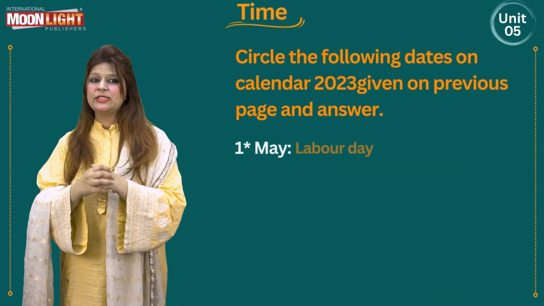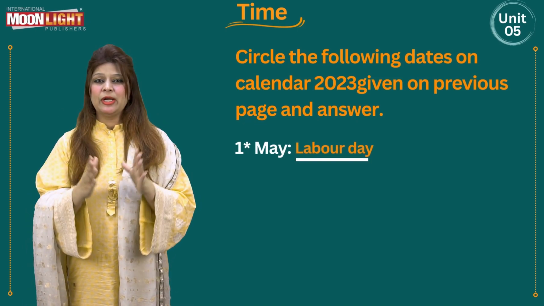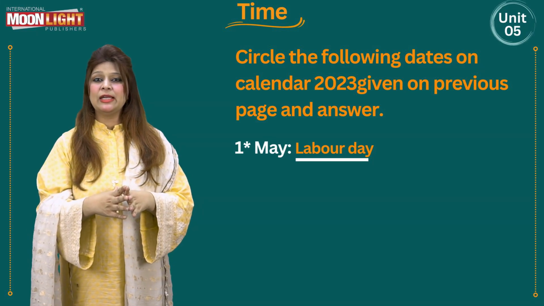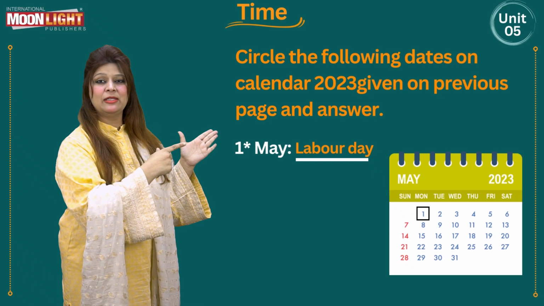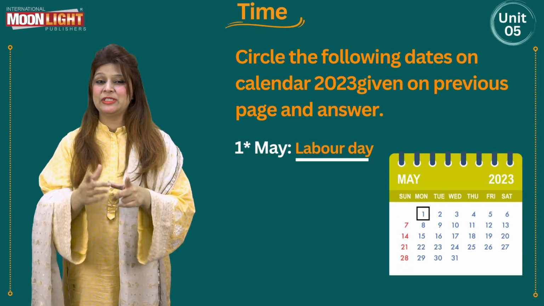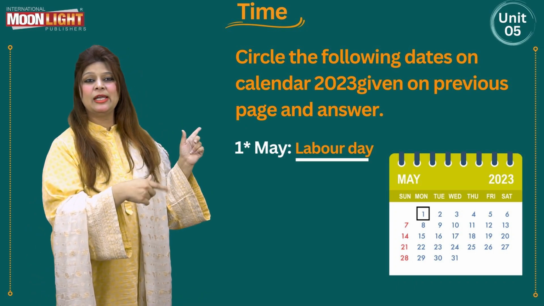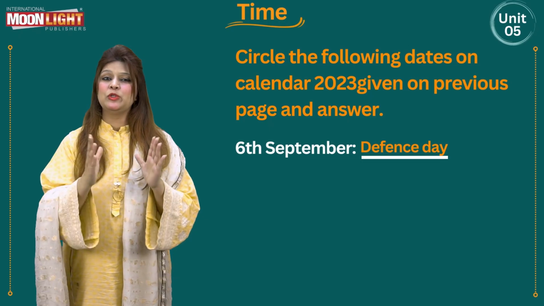Now, 1st May. 1st May is Labor Day, so you are going to identify Labor Day. Where is it? Yes, this one. Check the May section. In this section, the first date is 1st. So circle it and highlight it.